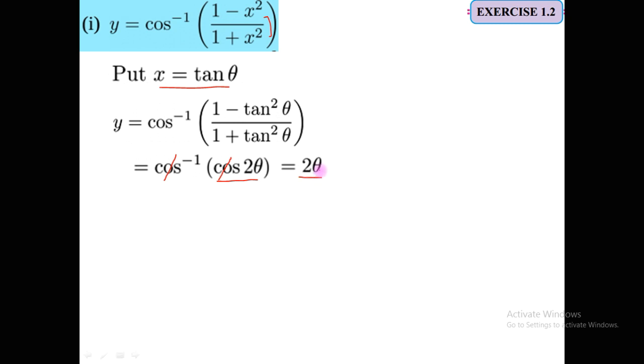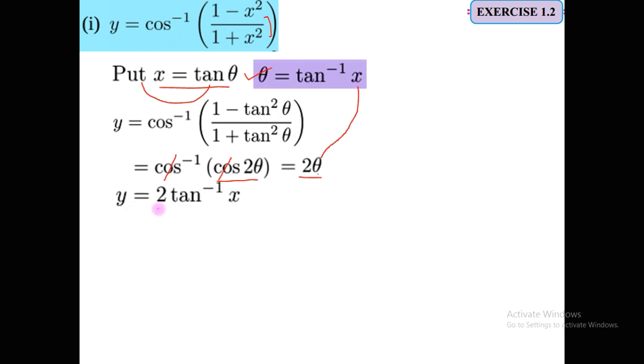Now there arises a question of what is theta. We will go back to the substitution expression, and from it we will extract the value of theta. For that, all I have to do is move this tan to this side. So theta is equal to tan inverse of x, and we are going to use this value of theta over here. So y is equal to 2 times tan inverse of x. So far all I have done is simplification of y.